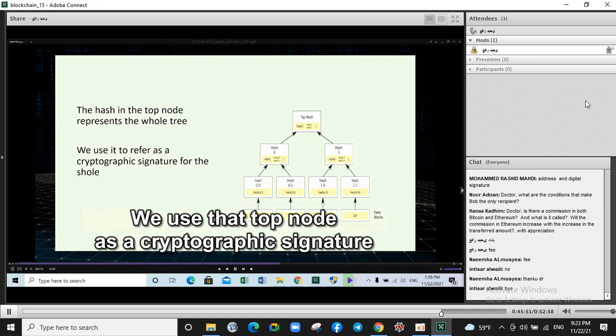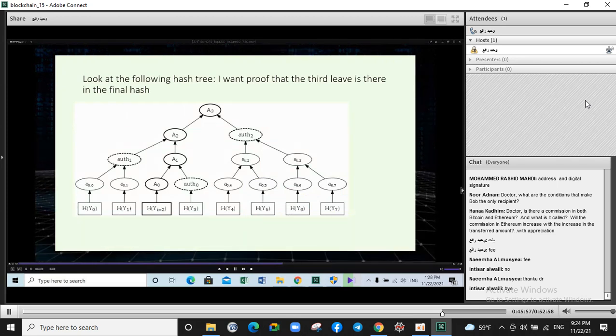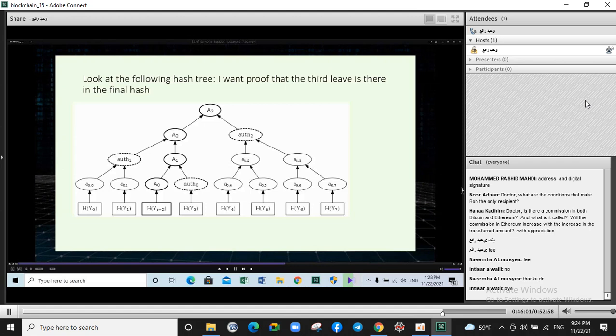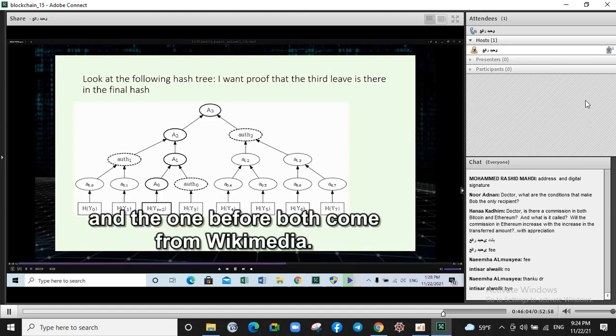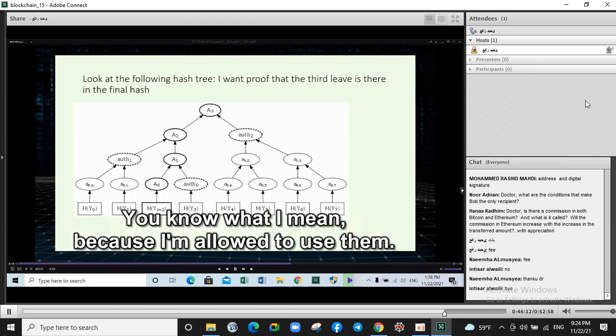Okay, so here's where the tree structure comes in. And by the way, this picture and the one before both come from Wikimedia. I generally use Wikimedia because of creative content. You know what I mean? Because I have access, I'm allowed to use them. So anything I don't draw tends to come from Wikimedia.